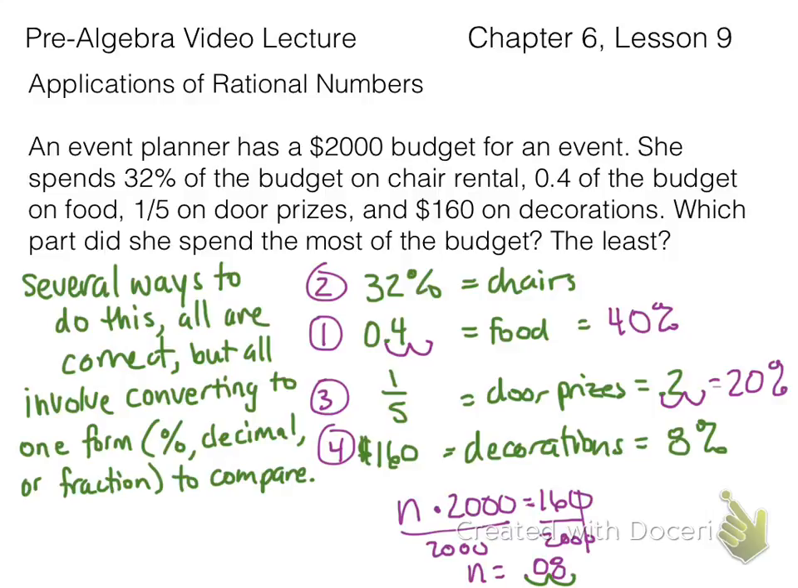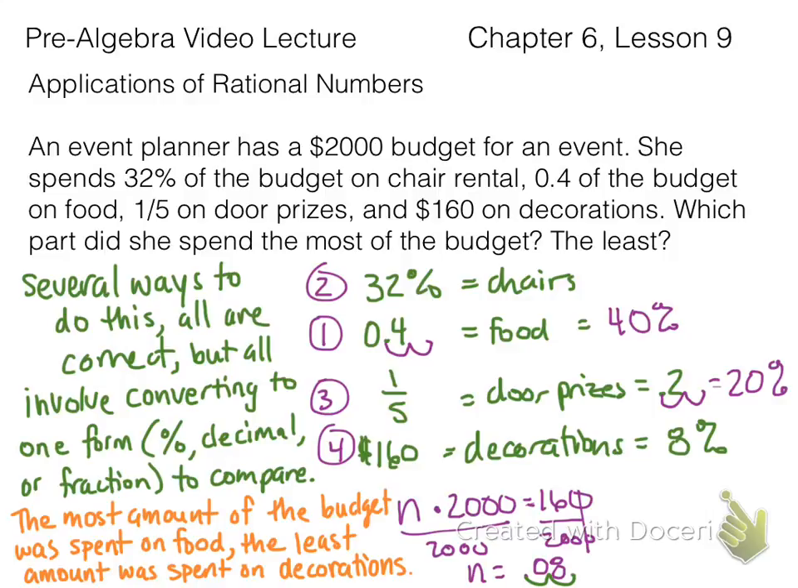Kind of makes sense. Food is important. All right. So the most amount of the budget was spent on food. The least amount was spent on decorations.